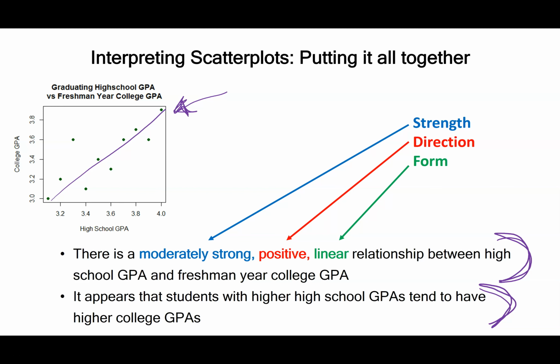You can mention there's a possible outlier. So there's a student who it looks like they got a 3.3 in high school and a 3.6 at the end of their first year of college, and that college GPA is a little higher than we might expect it to be, given the trend of the rest of the data.